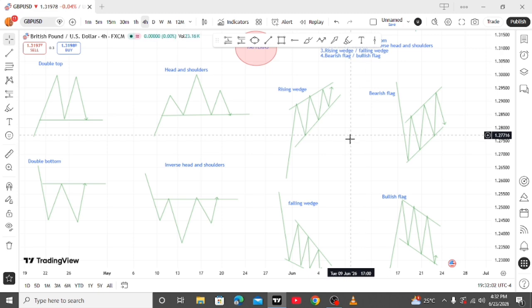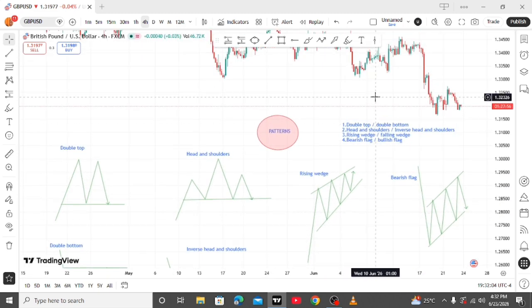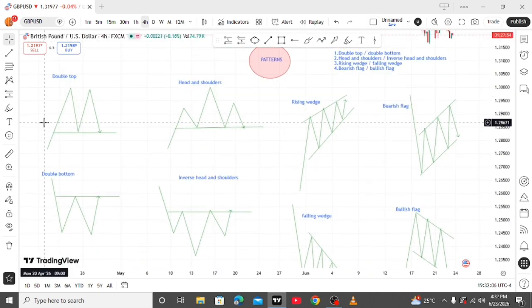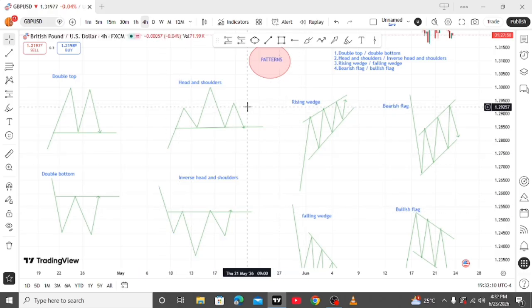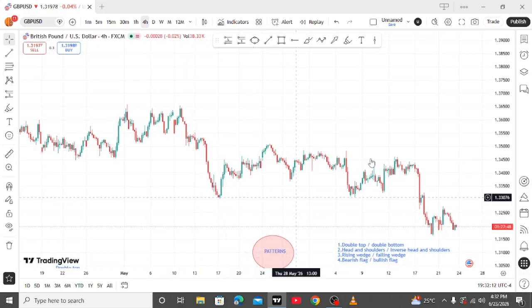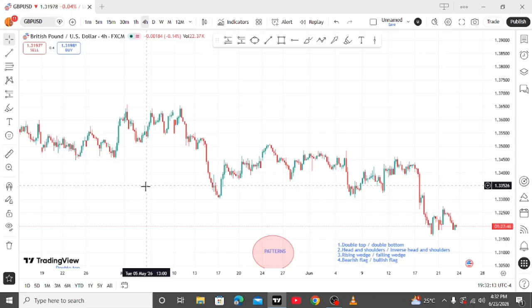So right now we'll be moving over to the main chart, so I'll be showing you these patterns: the head and shoulders, the rising wedge, the falling wedge, inverse head and shoulders, double top, double bottom. I'll be showing you those patterns in this chart.